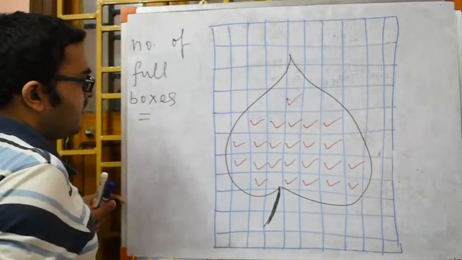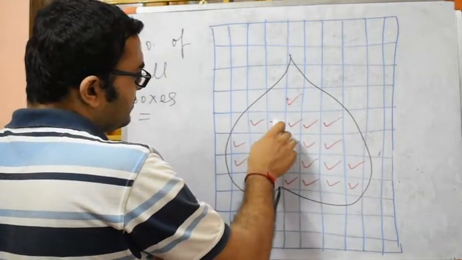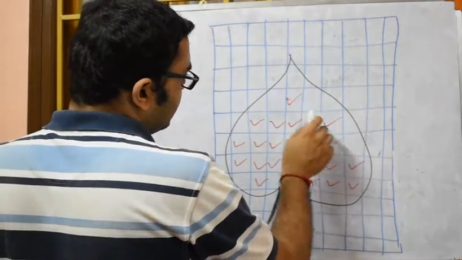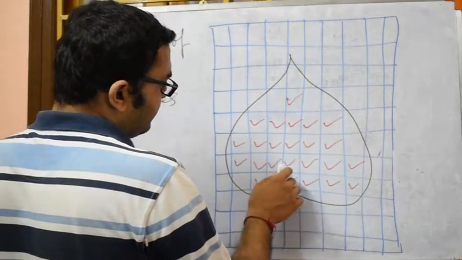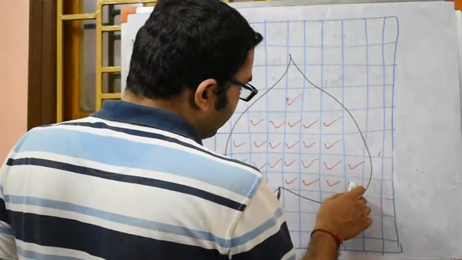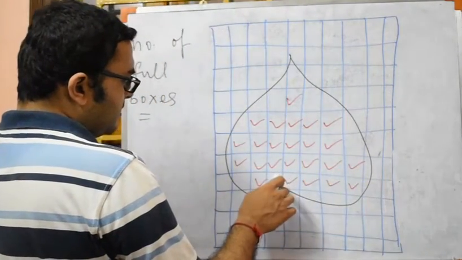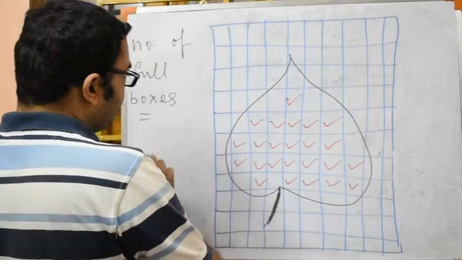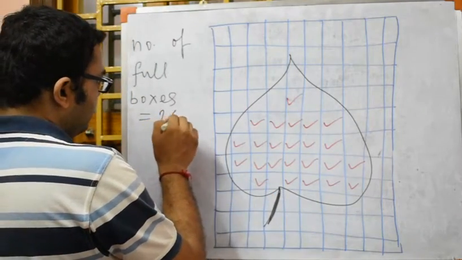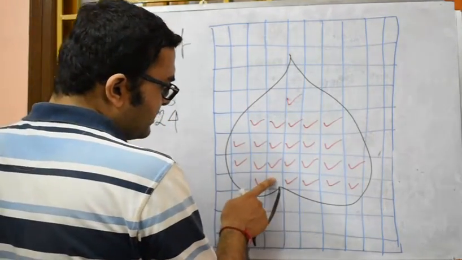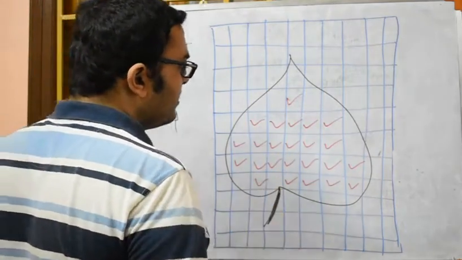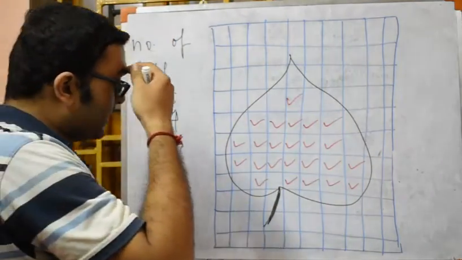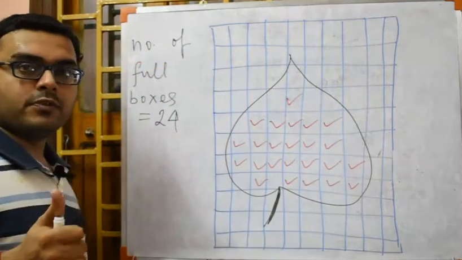So what is the number of full boxes? If I count: 1, 2, 3, 4, 5, 6, 7, 8, 9, 10, 11, 12, 13, 14, 15, 16, 17, 18, 19, 20, 21, 22, 23 and 24. So this turns out to be 24. I am not taking this box. See, a big part of this has been left out of the margin of the leaf, so I have left it out. So there are a total of 24 boxes.